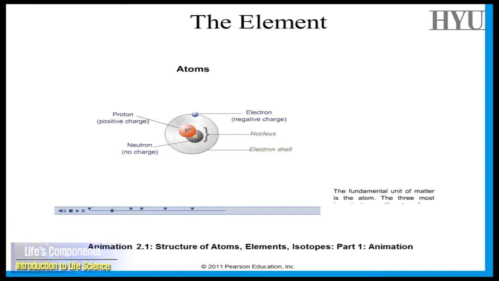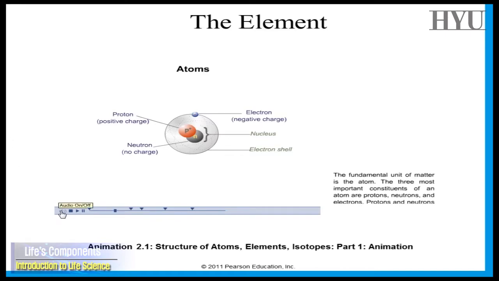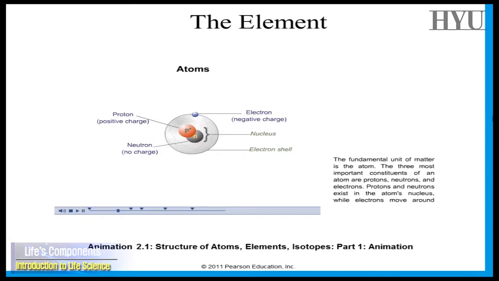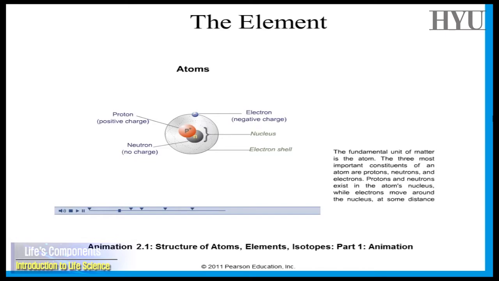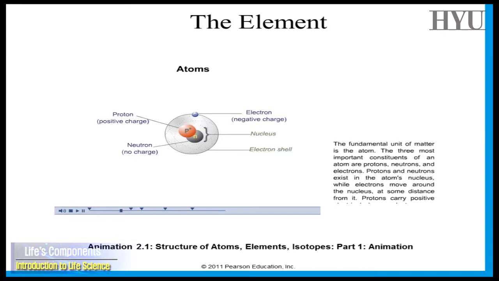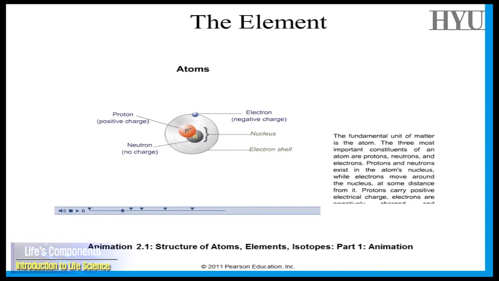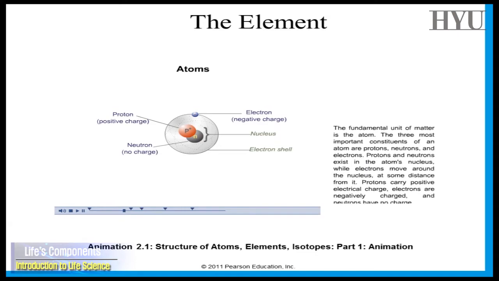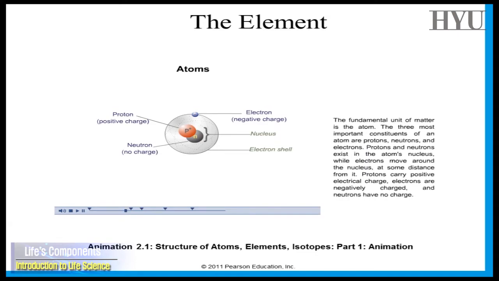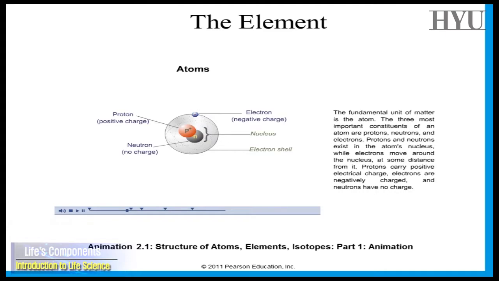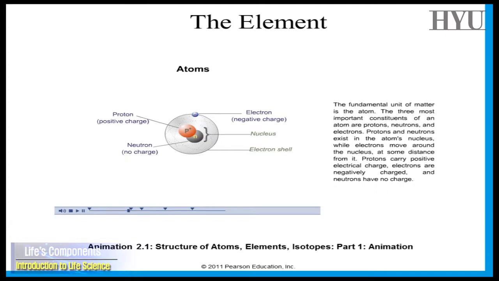The fundamental unit of matter is the atom. The 3 most important constituents of the atom are protons, neutrons, and electrons. Protons and neutrons exist in the atom's nucleus, while electrons move around the nucleus at some distance from it. Protons carry positive electrical charge, electrons are negatively charged, and neutrons have no charge.